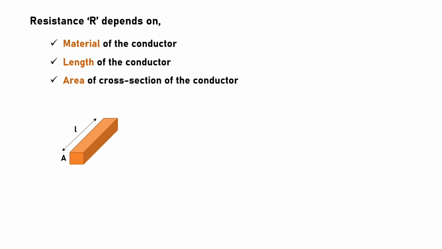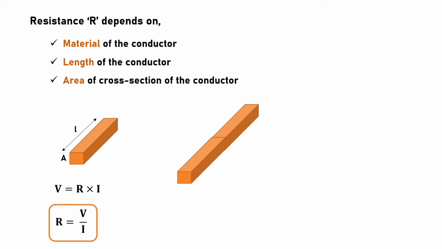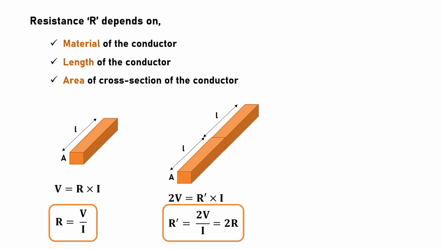By Ohm's law, we can write V equals R into I. By this, resistance R equals V divided by I. This is the resistance offered by the above conductor. Now let's consider another conductor connected to the previous one, which has the same area of cross section and same length. If you connect conductors in series, the voltage will change, and since here the length is doubled, the voltage will double. Therefore, we can write 2V equals R dash into I, where R dash is the resistance offered in this case. So R dash equals 2V divided by I.